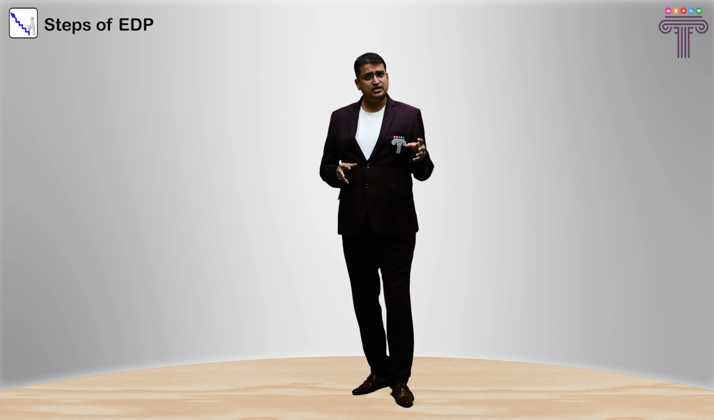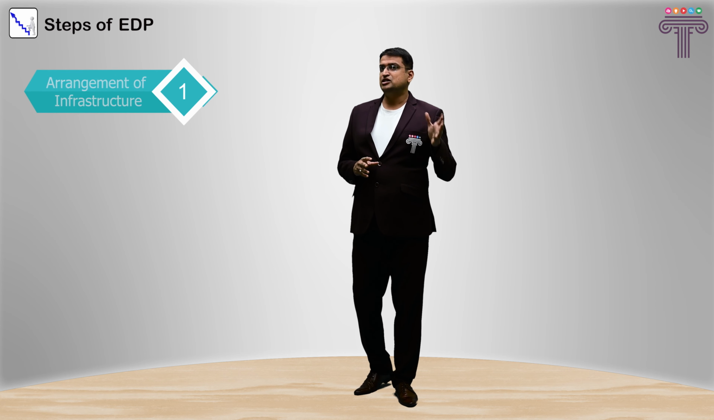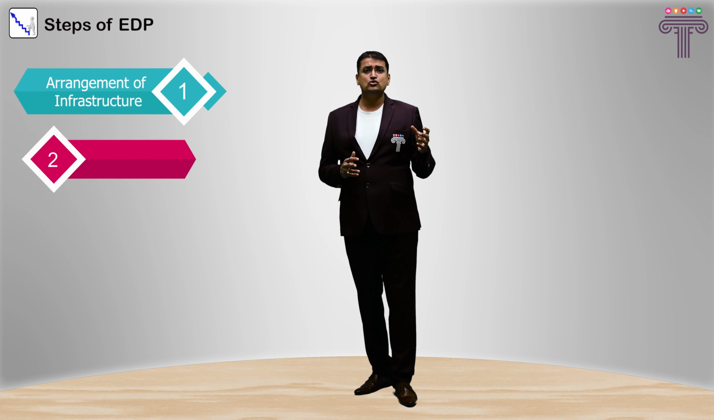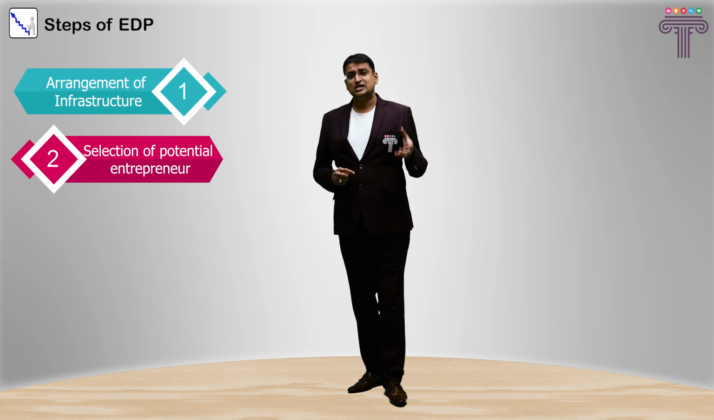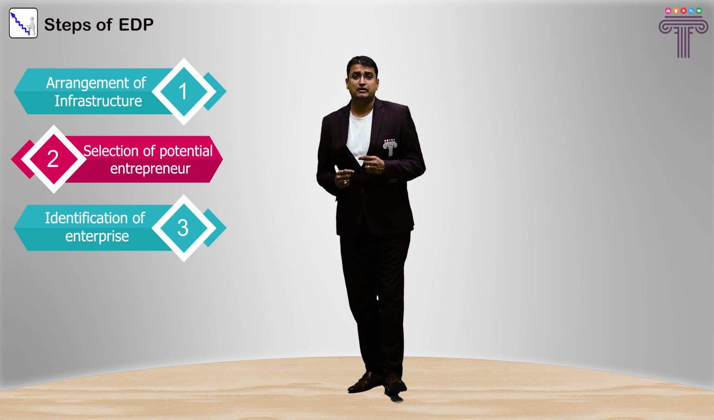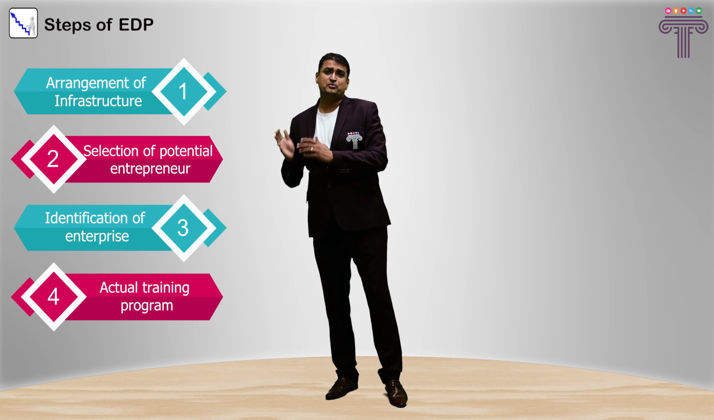Let us list down and try to understand the steps followed in EDP, Entrepreneurship Development Program. First, I will list down the steps and then we'll go into them one by one in detail. The EDP program starts with arrangement of infrastructure. Once you arrange the infrastructure, naturally you do what? Selection of potential entrepreneurs. Then, once you select the entrepreneurs, you try to identify the enterprise in which he wants to become an entrepreneur. Once you identify the enterprise, then you set an actual training program.